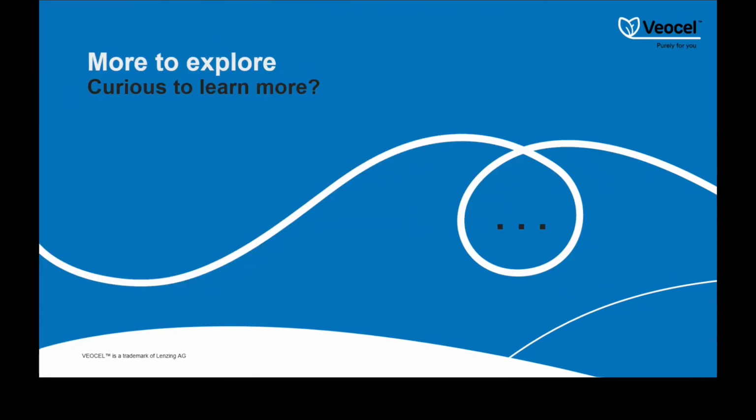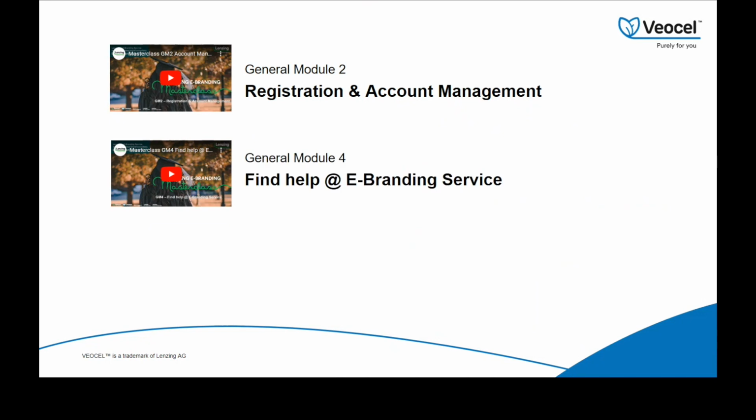Congratulations! You now successfully finished licensing module 7, Nonwovens. Curious to learn more? Would you like to know more about the registration process as well as the account management? General Module 2 will be the right choice. Are you curious to learn which support features are available at Lenzing eBranding Service in case you need help? Listen into General Module 4.